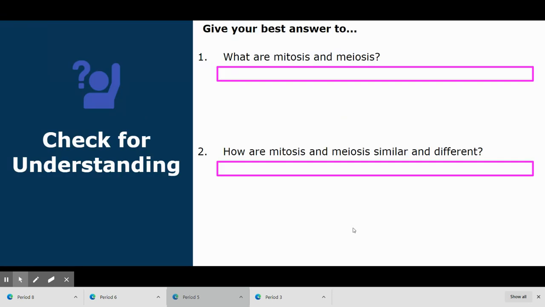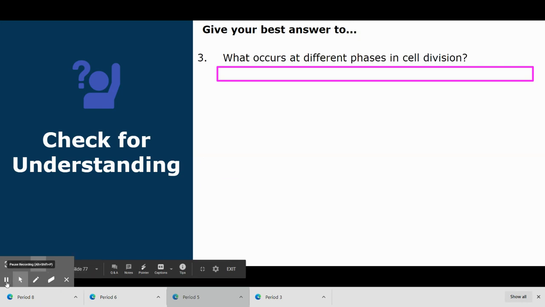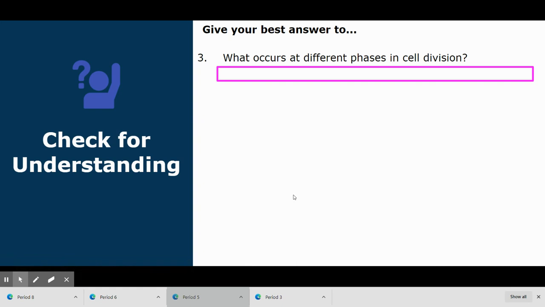Okay, some last questions here. In your own words, what are mitosis and meiosis? How are mitosis and meiosis similar and different? So I'll let you pause the video and answer those questions now. Okay, and question 3, what occurs at different phases in cell division? So explain what's happening at prophase, metaphase, anaphase, telophase. So you can pause the video and answer this now.